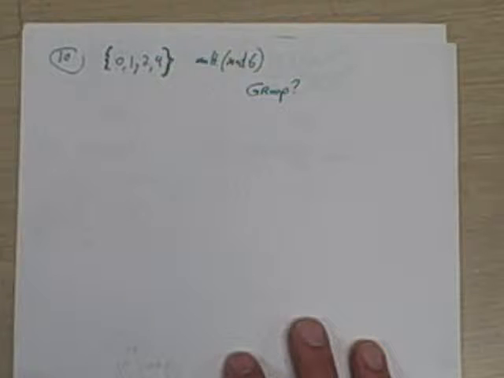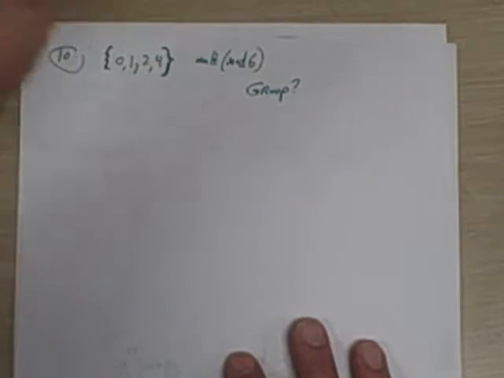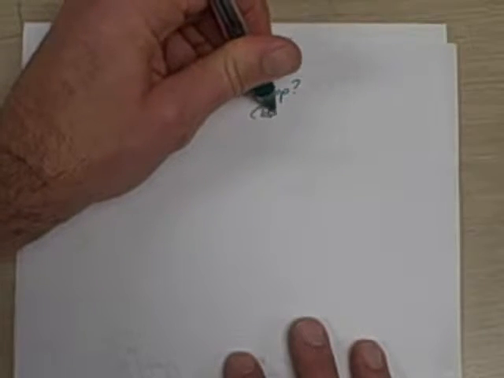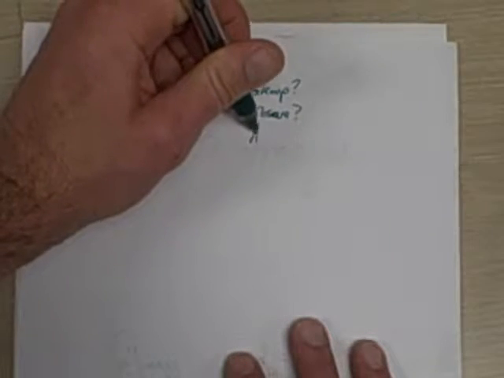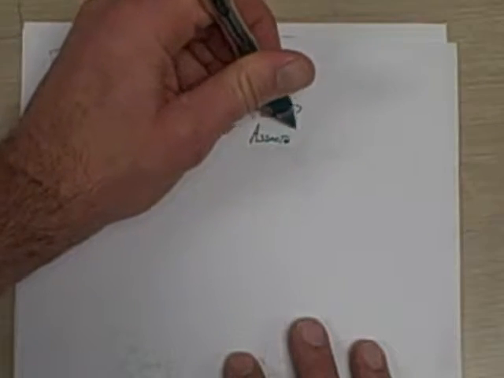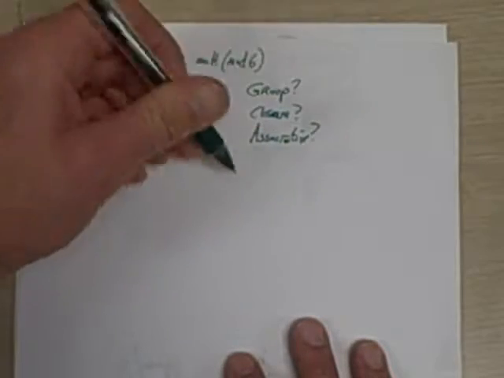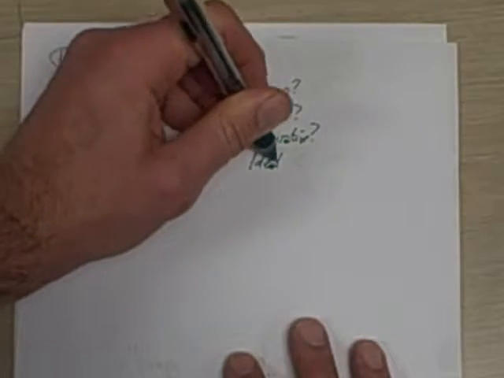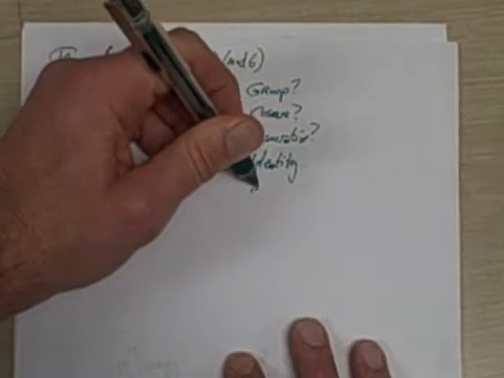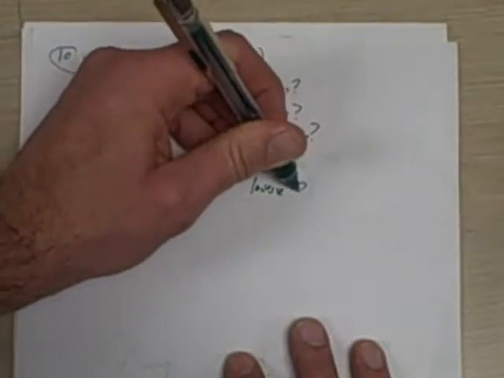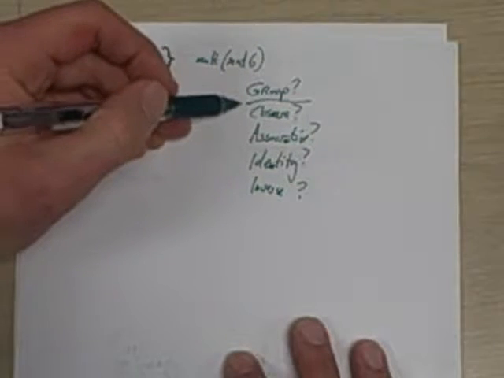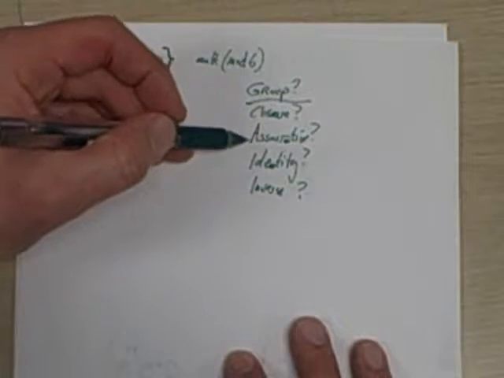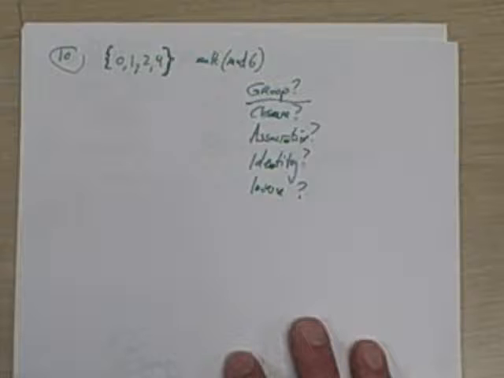And the way I can tell it's a group is if it passes all four of these tests, which are, is it closed? Does it have closure? Is it associative? Is there an identity? And lastly, is there an inverse? So if I can say yes to all four of these, it is a group. If I can say no to just one of them, it's not a group.